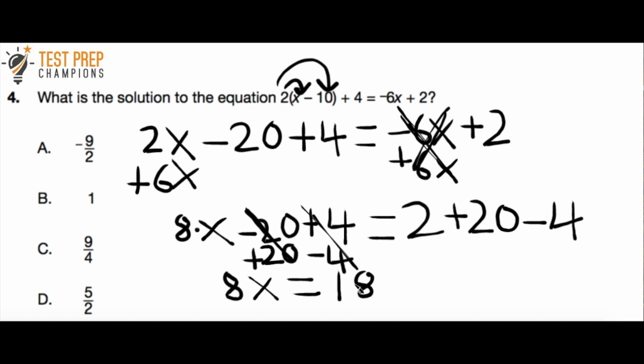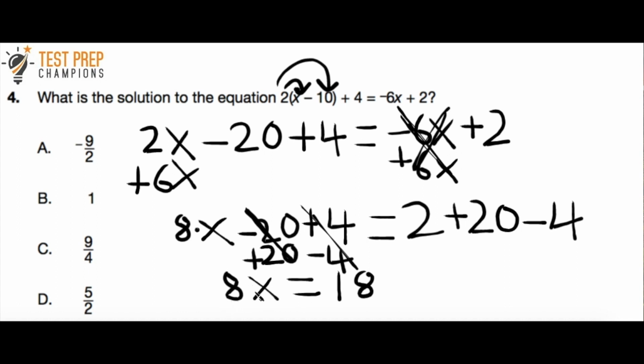So how did I get that 18? Well, what I did was I did 2 plus 20, which gives us 22. And again, we still have that 4 here. So 22 minus 4 is 18. So that's where that 18 came from. Okay, so let me clear that out of the way here. So we now have 8x equals 18.